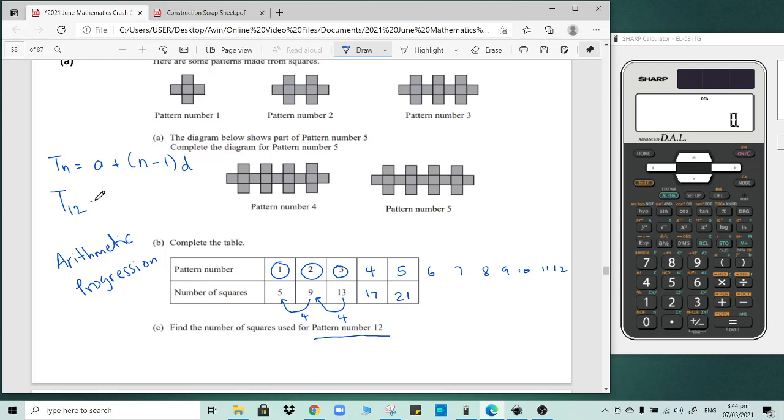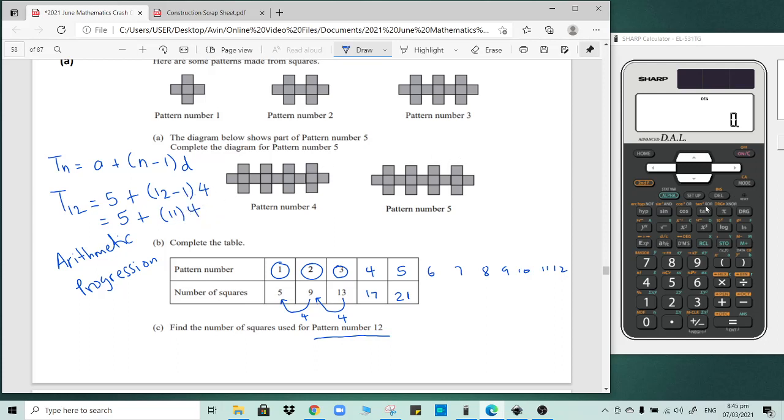T12, pattern number 12. a is the first value in the series, so the first value in the series was 5, plus n minus 1. Remember, n represents the number of the term in the sequence itself. We're trying to find the 12th pattern, so n is 12. So it's 12 minus 1, and d is your common difference. The common difference is how much the numbers are increasing by. To get the common difference, you just take the number in front and minus the number just behind. And we knew from before we got 4. So all we need to do is work this out, and we will get the amount of blocks in the 12th pattern. 5 plus, well, 12 minus 1 is 11, and you multiply it by 4. Let's see how that goes.